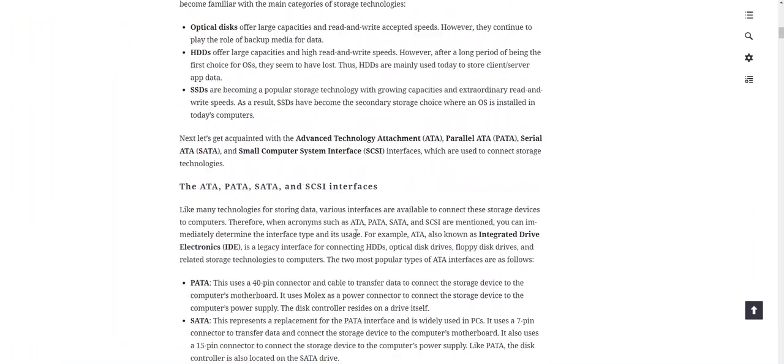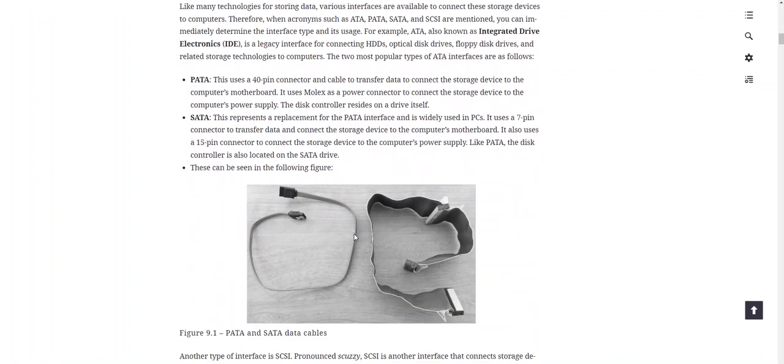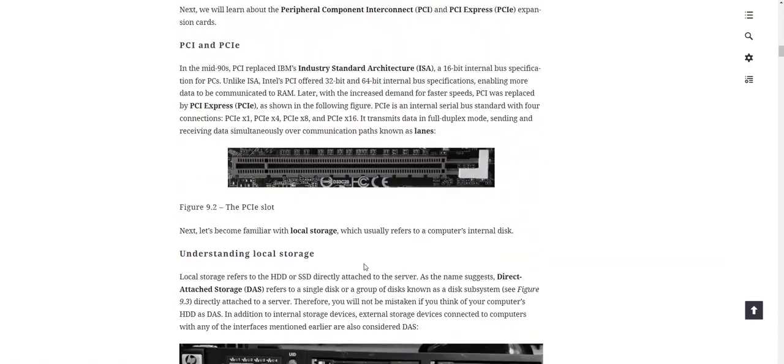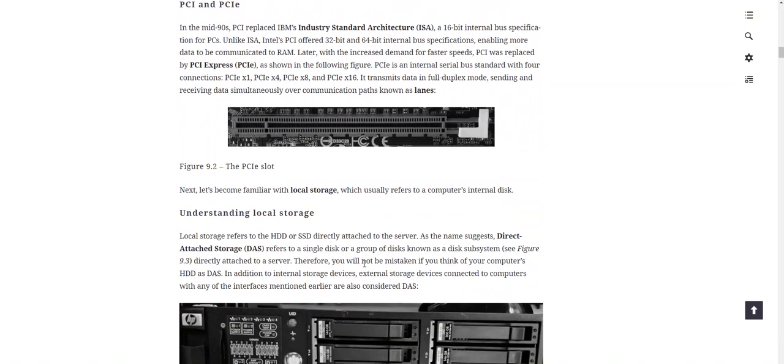Essentially, we start out talking about the different types of cables, if we're talking about PATA, if we're talking about SATA, the different nuances to how the cables are configured, and the corresponding power cable that would go along with this data transfer cable. From there, we deal with the slots, expansion slots, relative to data storage. So we've got PCI, PCIe.